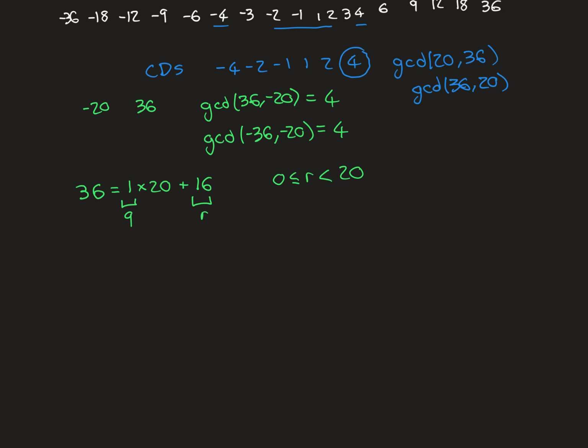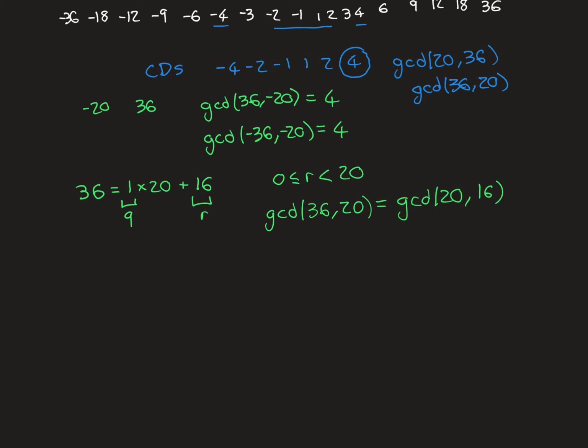Now, for reasons that I will explain in more detail in just a moment, it turns out that the GCD of 36 and 20 is going to be the same as the GCD of 20 with this remainder number here, which you get from Euclidean division of 36 by 20. So actually, finding this GCD is the same as finding this GCD.